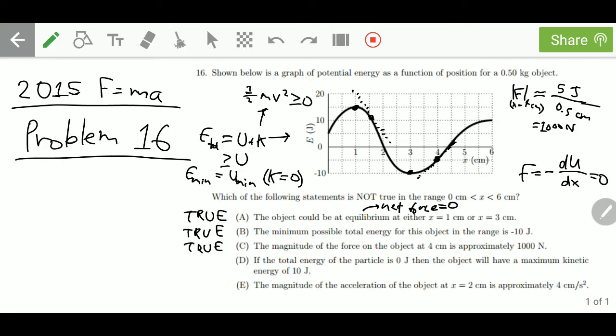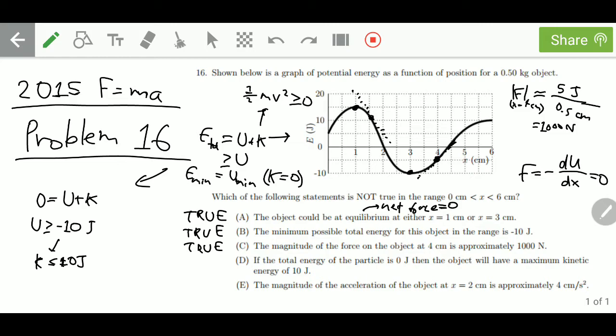Now, how about option D? If the total energy of the particle is 0 joules, then the object will have a maximum kinetic energy of 10 joules. Again, this goes back to the idea of total energy. We're told that the total energy is 0 joules, and that will be U plus K. We know that the potential energy is at least negative 10 joules by this graph, and therefore the kinetic energy is less than or equal to plus 10 joules.